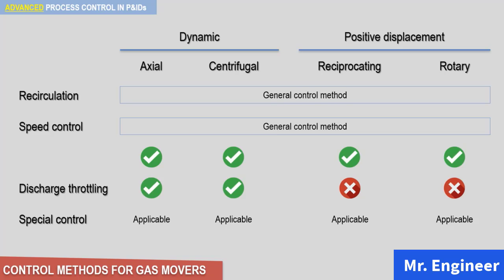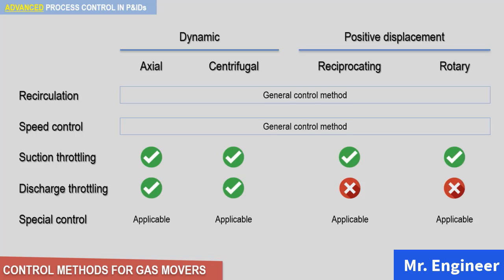Next is suction throttling. Suction throttling means putting the control valve on the suction side of the gas mover. With a pump, you have the danger of cavitation if you place the control valve on the suction side. But cavitation is not an issue with gas movers. The next method is discharge throttling. This means that the control valve is placed on the discharge side of the gas mover. This method of control is acceptable to use with dynamic gas movers, but not with positive displacement gas movers.